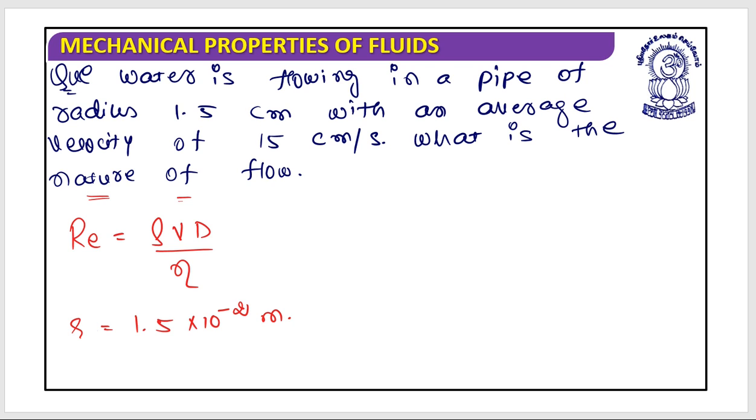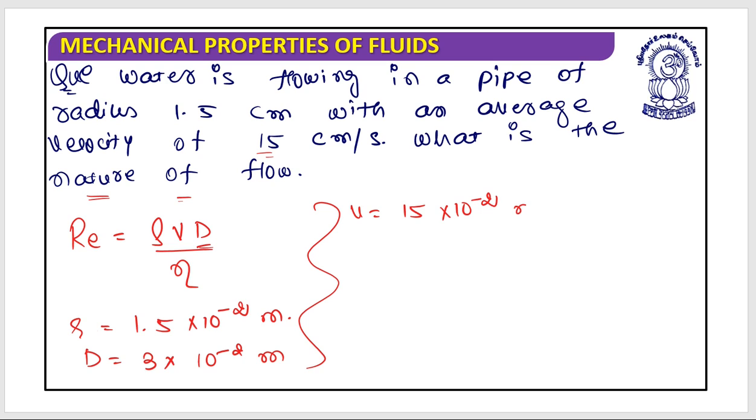And as they have given the radius, what I want is the diameter. It's 3 into 10 to the power minus 2 meter. Next, they have given the velocity, it's 15 centimeter per second. So this is again 15 into 10 to the power minus 2 meter per second. What next? Great. So now let's find out the Re.